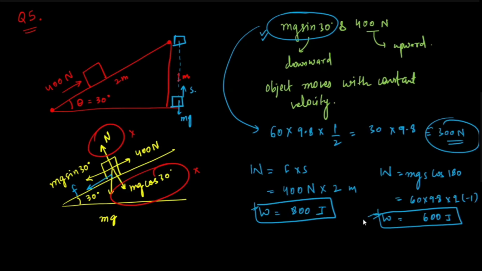So instead of sliding, if he or she just moved it to the platform directly by lifting it up without dragging it, then he must do a little less work in comparison to the first case. As you can see in the comparison, in the first case it was 800 joules, whereas in the second case it is simply 600 joules. How did we get 600? Mass times g times the displacement s times cos of 180. So this is how you're supposed to do this particular question.